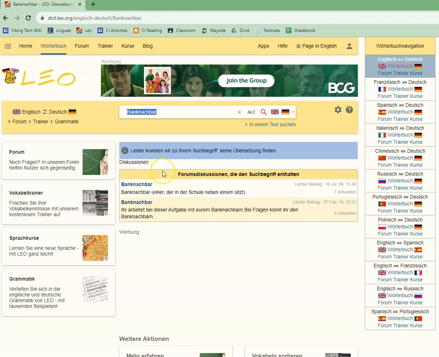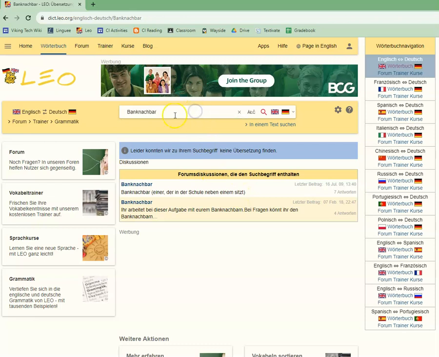A lot of them are just like a discussion forum, but a lot of it's written in German. So you might, like this one says, "einer, der in der Schule neben einem sitzt." You might be able to understand that. One who in the school next to one sits. It's the person who sits next to you in school.